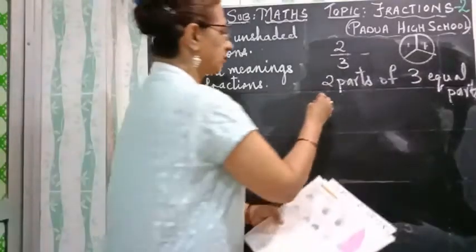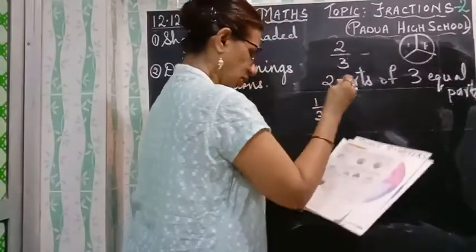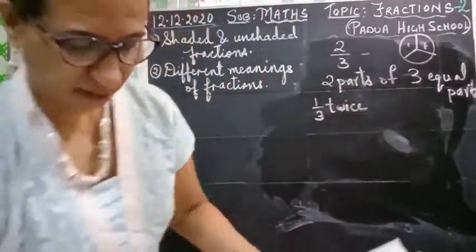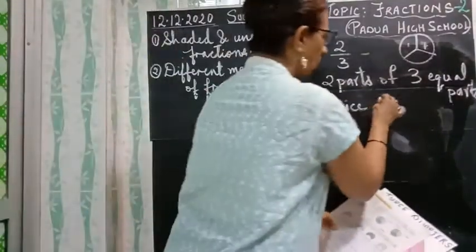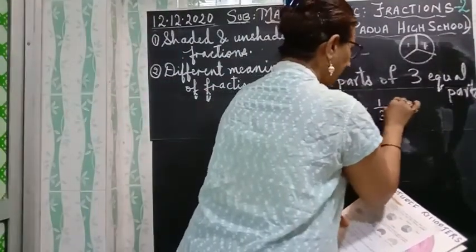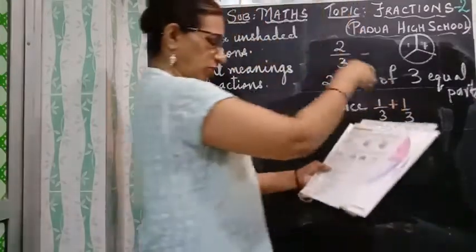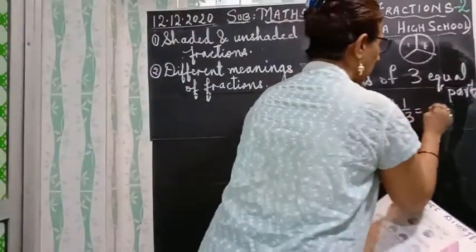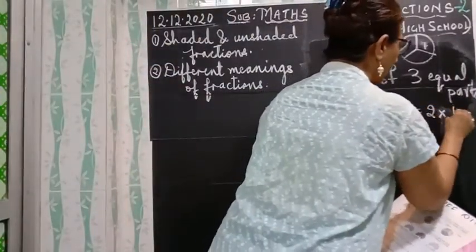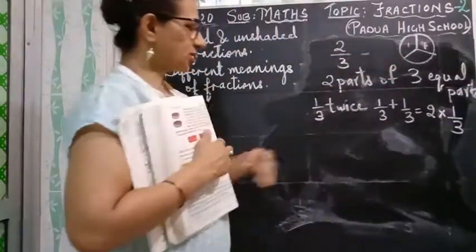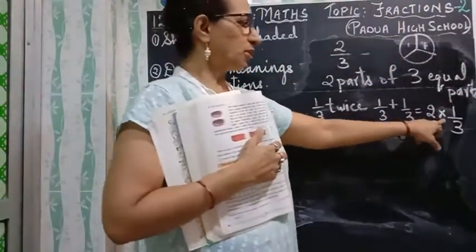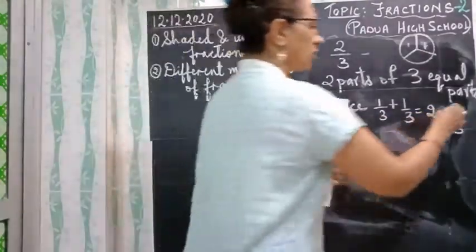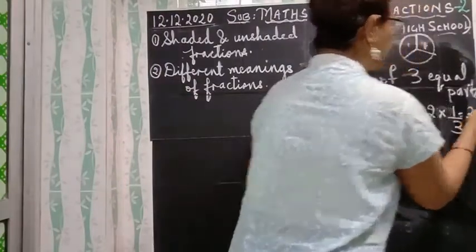Next we can write 1/3 twice. What is the meaning of that? 1/3 twice means 1 upon 3 plus 1 upon 3. So the answer you get is 2 upon 3, which also means 2 into 1 upon 3. Twice means 2 multiplied by 1 upon 3. So 2 ones are 2 upon 3. So it's the same thing.